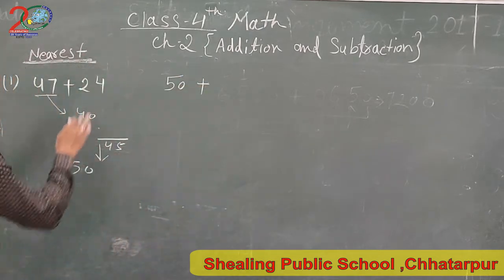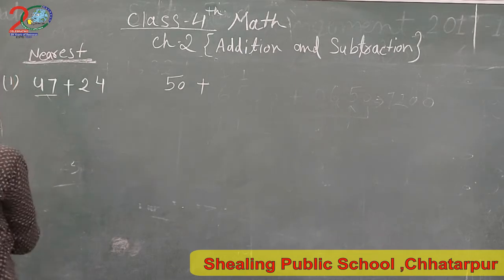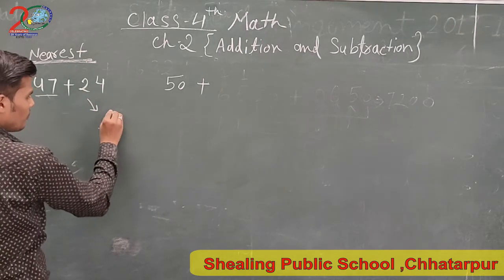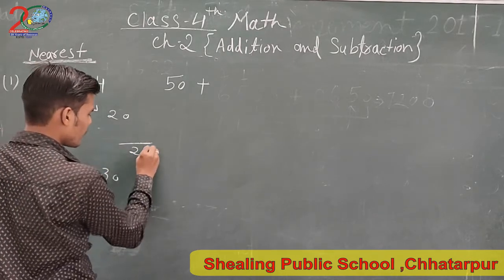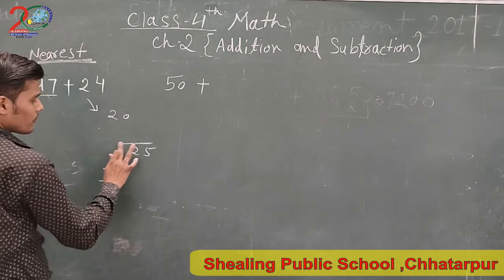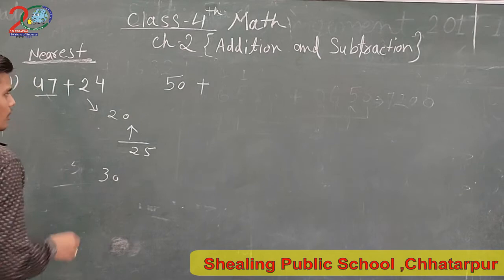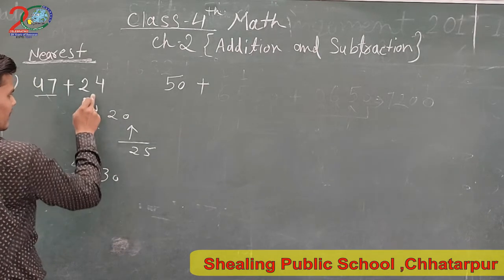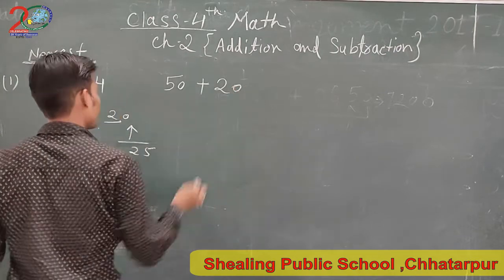Then like 24, this also we take 24 now. So 24 is between 20 and 30. What's the middle part? It's 25. So 24 is less than or greater than 25? It is less than 25. Okay, so it is less than 25, that's going to 20. So we put here 20.